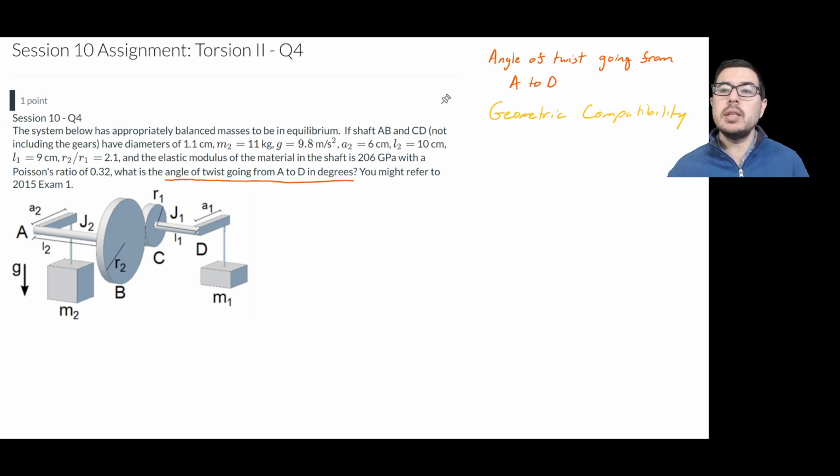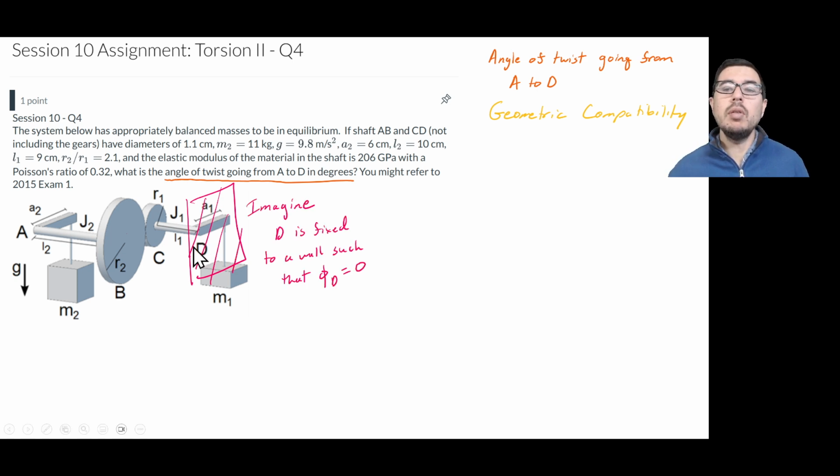We will still get to the three pillars of geometric compatibility, equilibrium, and constitutive relationships, but for now we're just going to focus on geometric compatibility. And for this, we're going to imagine that this point D is fixed to a wall, such that the angle of D relative to some absolute ground would be equal to 0.